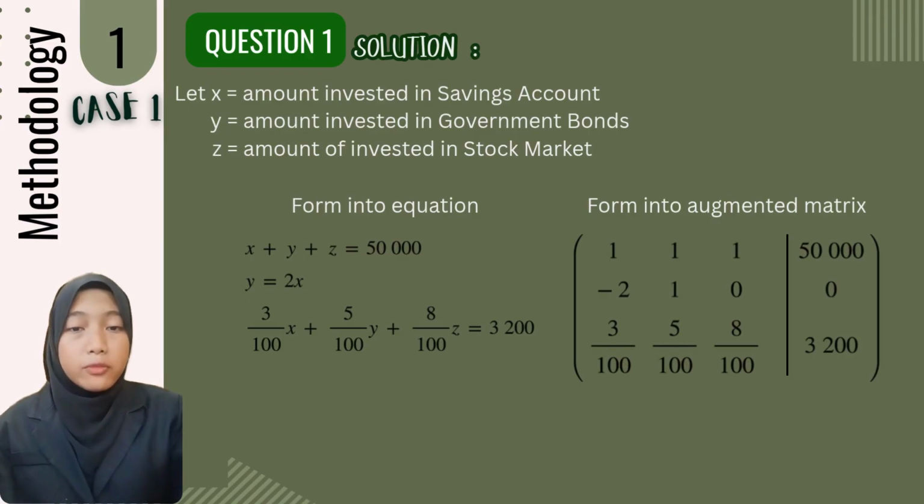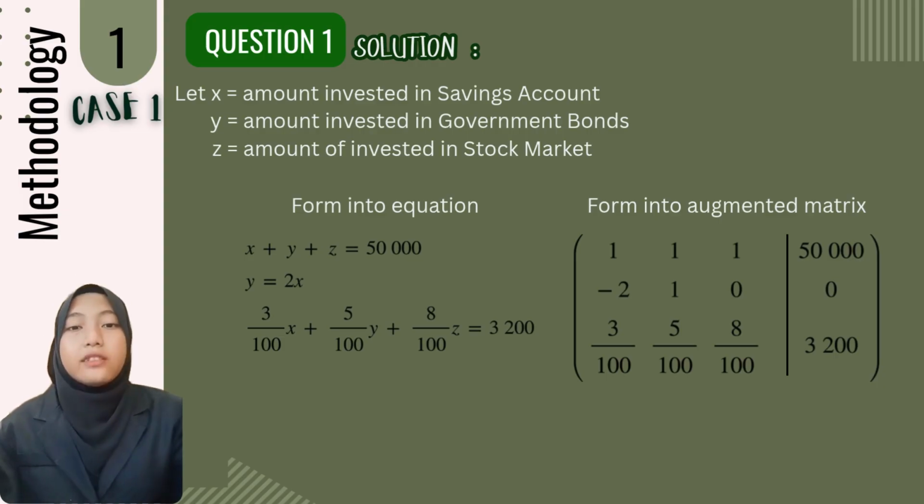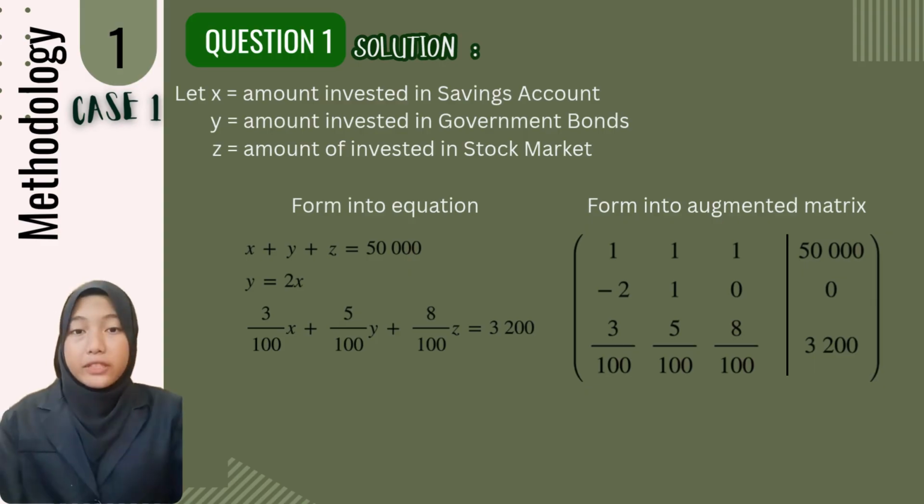Step 2, from the information given, form the equations. We get 3 equations. The first equation is X plus Y plus Z is equal to 50,000. The second equation is Y is equal to 2X, and the last equation is 3 over 100 X plus 5 over 100 Y plus 8 over 100 Z is equal to 3,200. Based on the equations, convert them into an augmented matrix.